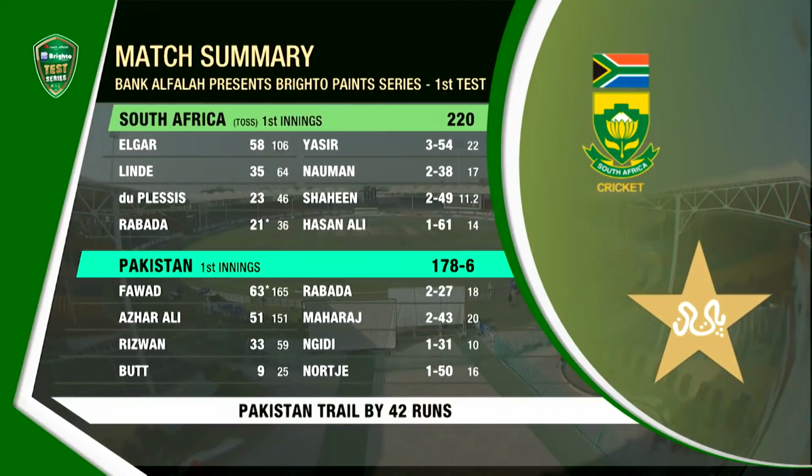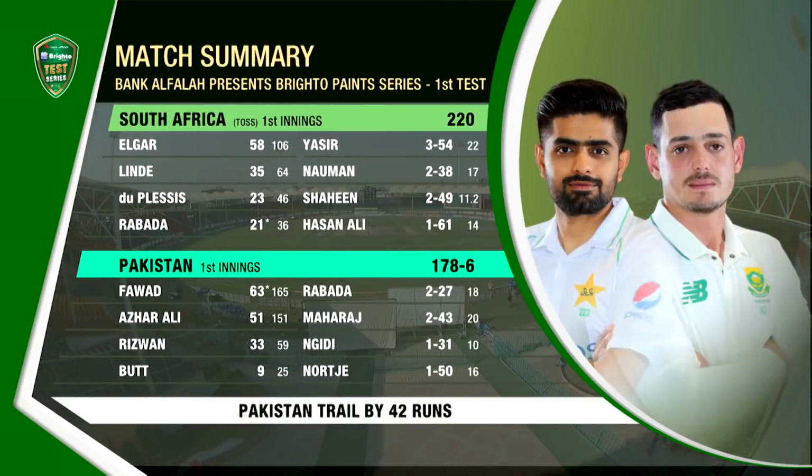That's the story of the match so far. South Africa winning the toss, selecting to bat, 220 thanks to Elgar's 58, and Pakistan in reply trail by 42 runs at the tea interval on day 2.